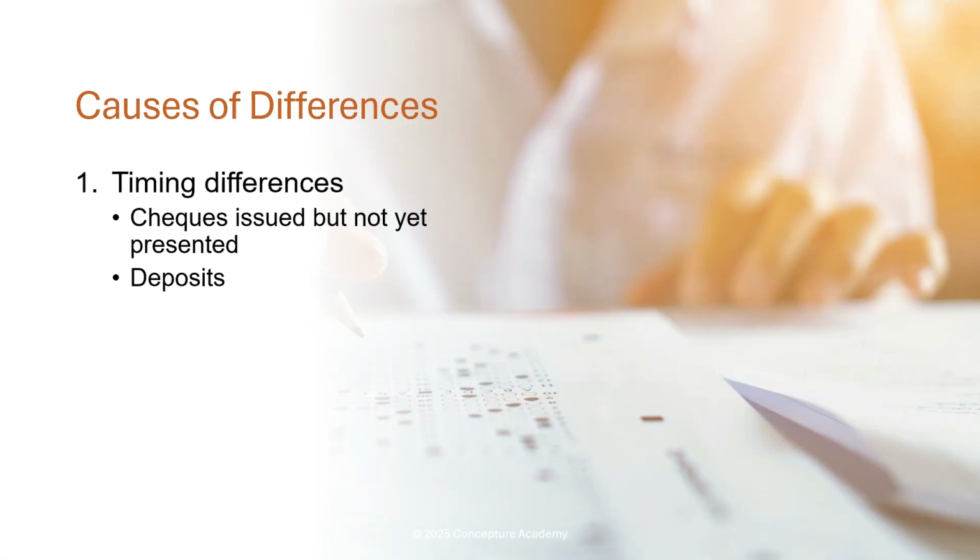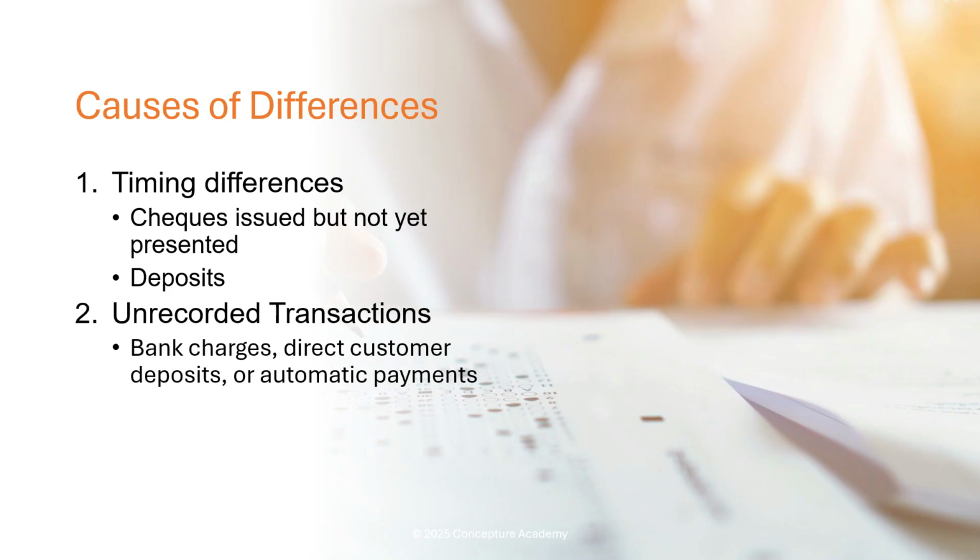Now let's understand why differences occur between our cash book and the bank statement. The first reason is timing differences. These happen because transactions don't always appear in both records at the same time. For example, if we issue a check today, we record it immediately in our cash book, but the bank will only show it when the other person presents it for the payment. Similarly, if we deposit money into the bank, it may take a day or two to clear and appear in the bank statement.